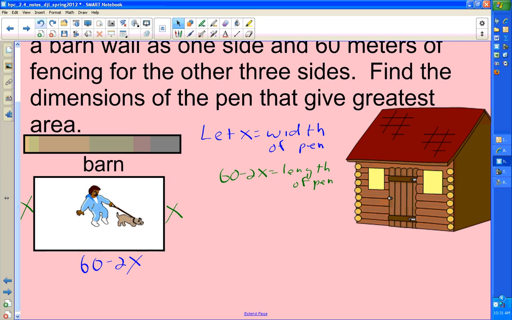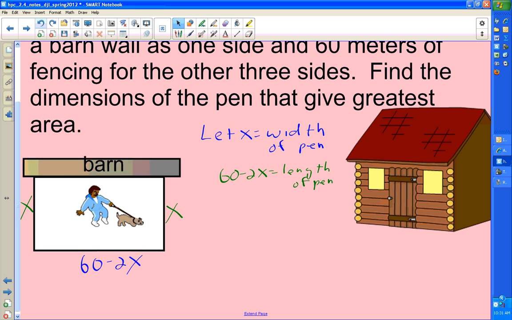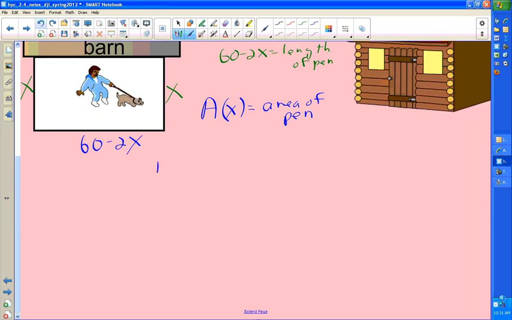We're doing, what is the function? We're doing area. So area in terms of x is going to be the area of the pen. What is our area function going to be? And this is why I like the picture. X times 60 minus 2x.